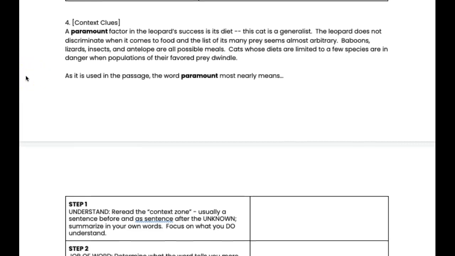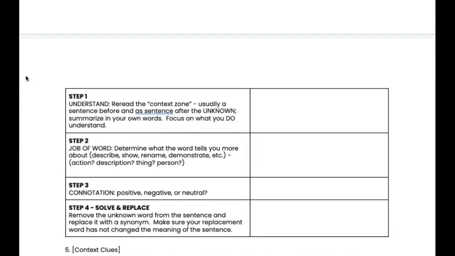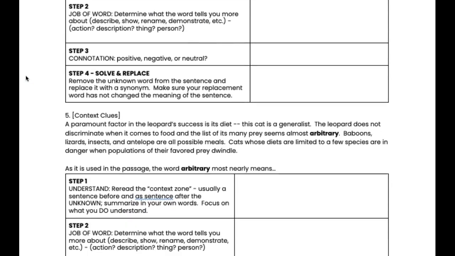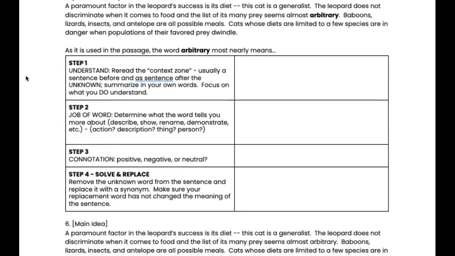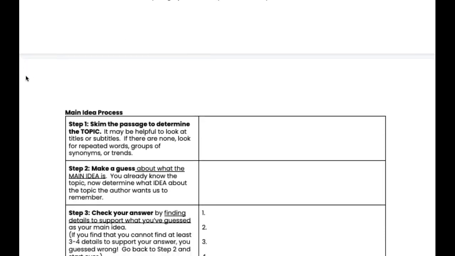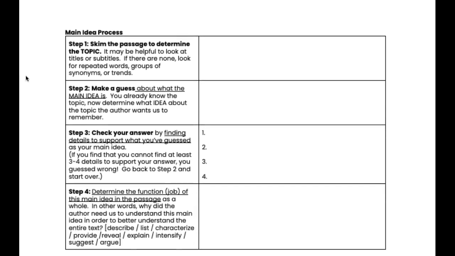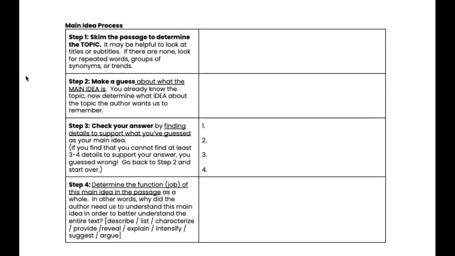So what we're going to do is skip over the context clues processes. You can fill in those for practice if you'd like. We're going to go to where it says main idea process. We're going to focus our attention on steps 1, 2, and 3. Step 4 can be helpful if you're reading a large story or text and you want to figure out the job that particular passage is playing in the text as a whole. But for our purposes in determining the main idea, we only need steps 1, 2, and 3.